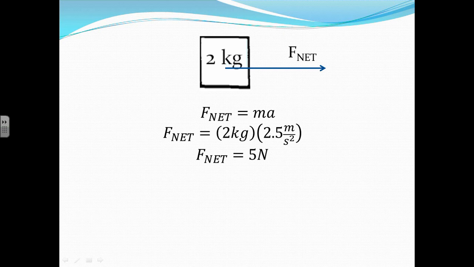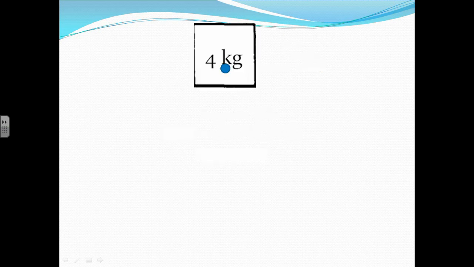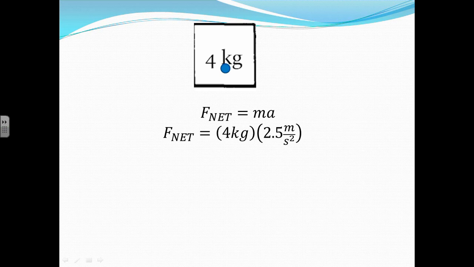If we took the perspective of the 4 kilogram box, we can say that the net force on the 4 kilogram box must be found the same way as for the 2. We multiply the mass of the 4 kilogram box by 2.5 meters per second squared, and that is 10 newtons. So the 2 kilogram box is getting a net force of 5, the 4 kilogram box has a net force of 10. The total net force on the system is 15, getting distributed between the two boxes.